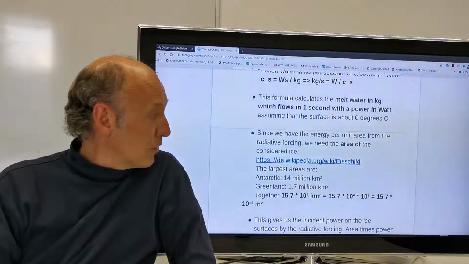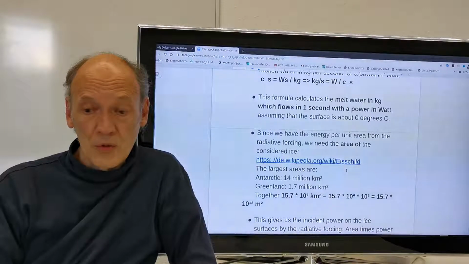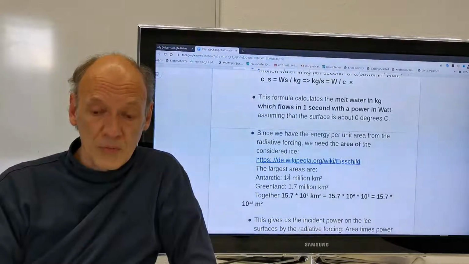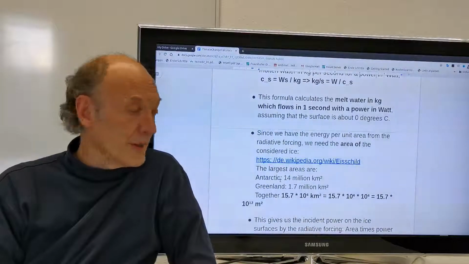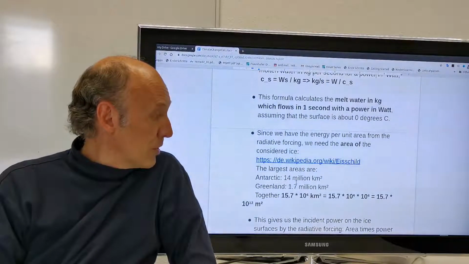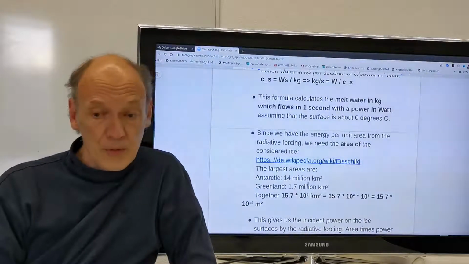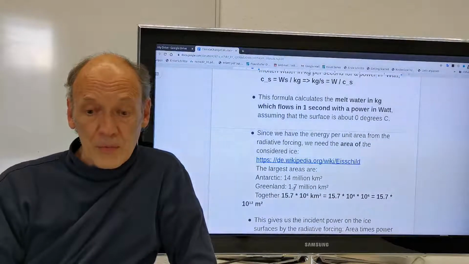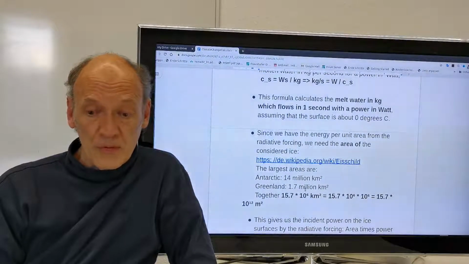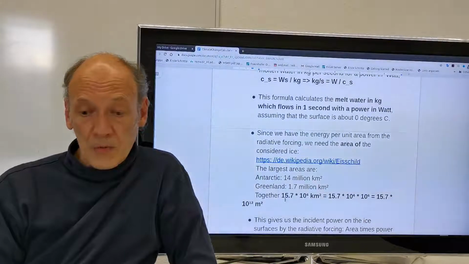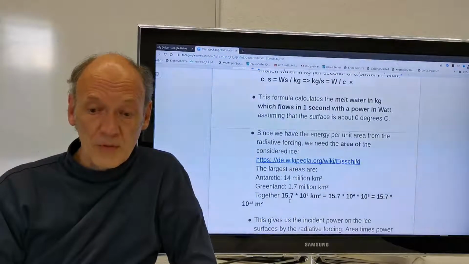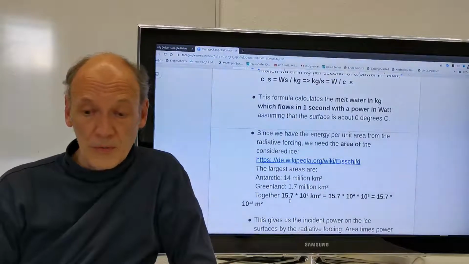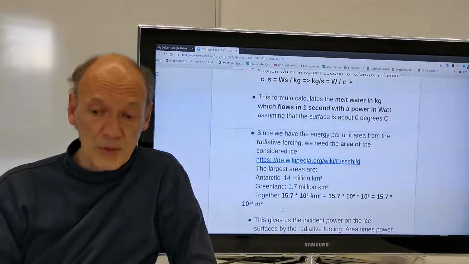So here I took the German Wikipedia page because this is where I found the numbers that I'm using here. And here you can find the largest areas are Antarctica with 14 million square kilometers. Then it's Greenland with 1.7 million square kilometers. And if we take those two together, we get to 15.7 million square kilometers, or in square meters it's 15.7 times 10 to the 12 square meters.